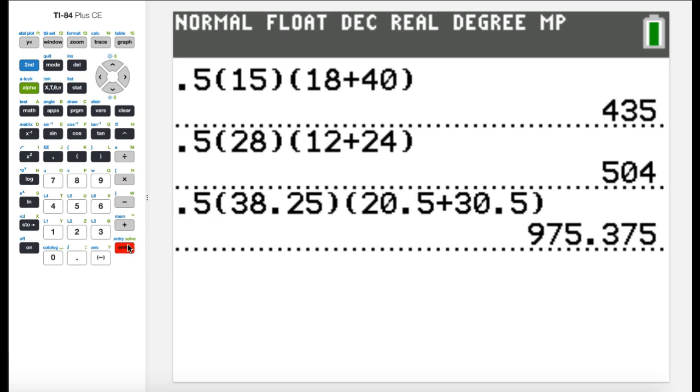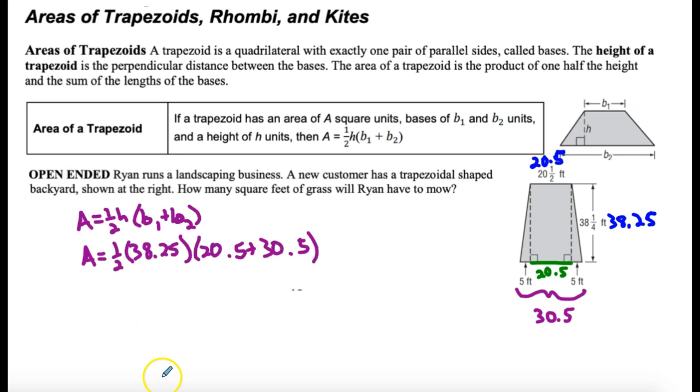975.375. But everything we've done has been rounding to the nearest tenth, so let's go ahead and round this to the nearest tenth. Right? We would look at the hundredths place, which is the 7. That is greater than 5, which means this would round to 975.4. So we'll say that the area is 975.4 square feet.